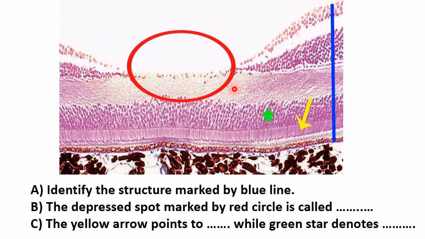Here is the area of the best visual acuity, which is known as the fovea centralis. The blue line is the retina, while the red circle is the fovea centralis. The yellow arrow, the photoreceptors, while the green star is the outer nuclear layer.